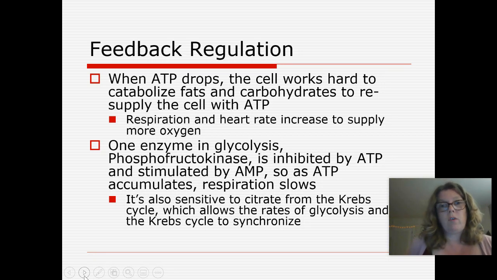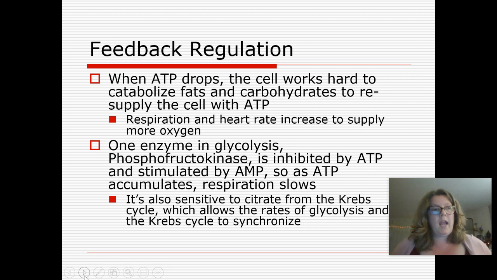You can further break down ATP into ADP and then take another phosphate off to create AMP. As you run out of ATP and you start to accumulate AMP, that's going to stimulate that enzyme. Again, that enzyme is also sensitive to citrate from the Krebs cycle. If you've got a huge buildup of citric acid or citrate, what that means is you're feeding stuff into the Krebs cycle quite a bit, right? Because that acetyl-CoA is binding to it, and that's going to keep glycolysis rolling.